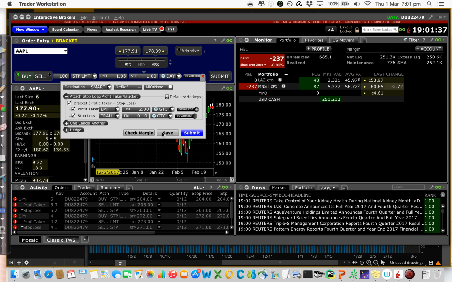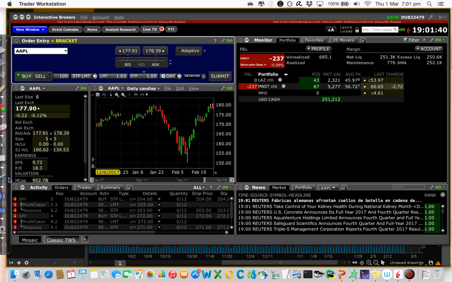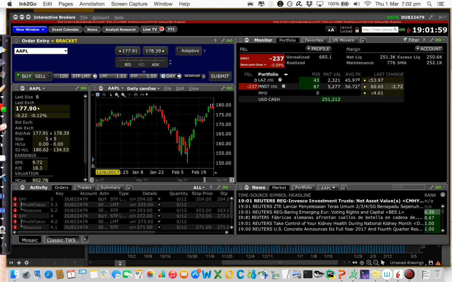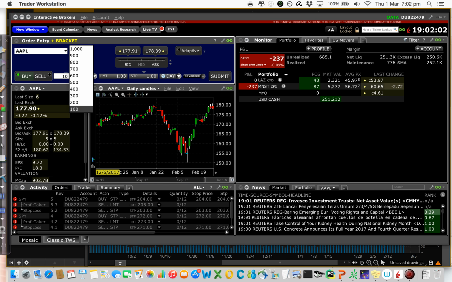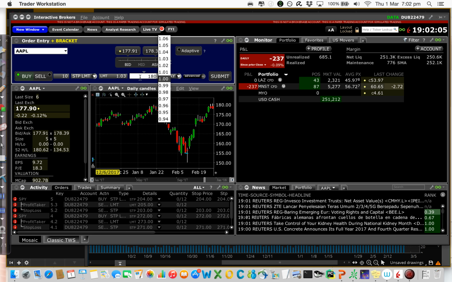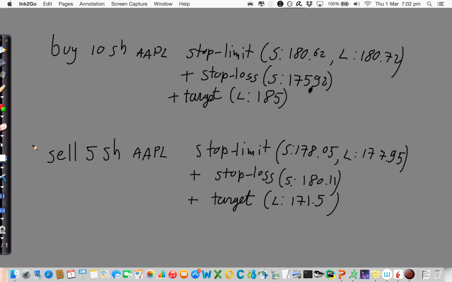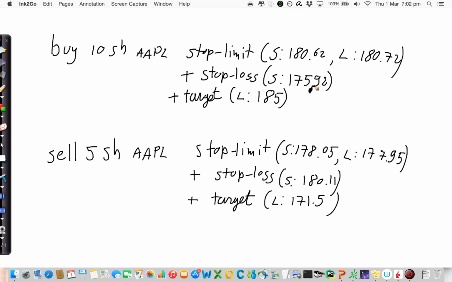So let's see how we can submit the same order that we had before. So before we said we want to buy 10 shares at 180.62, 180.72 stop limit. Okay, so we want to buy 10 shares, stop 180.62, and limit is 180.72. And we also want a stop loss at 175.92 and a target at 185.